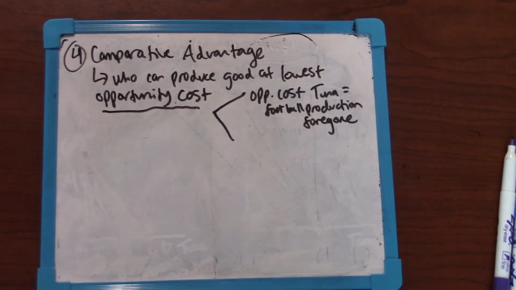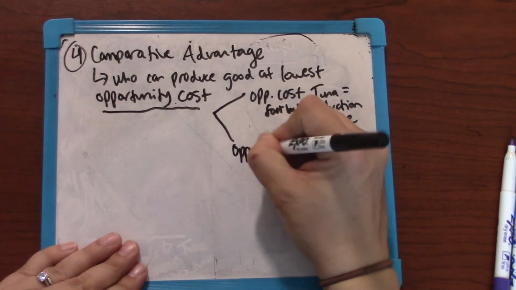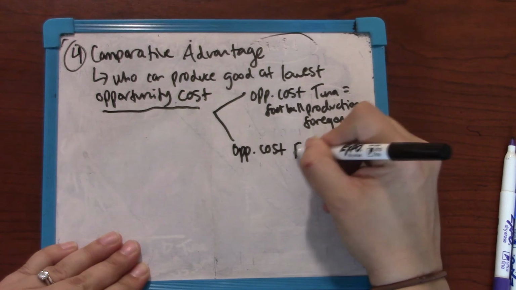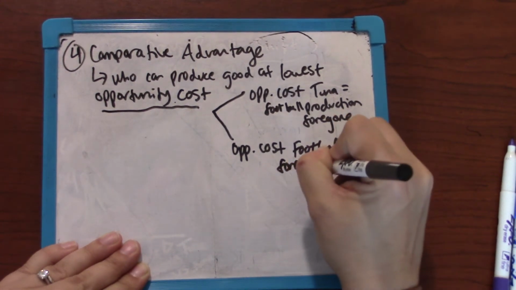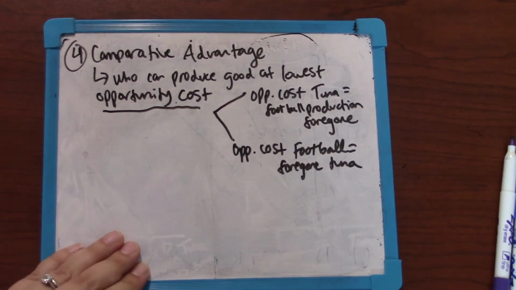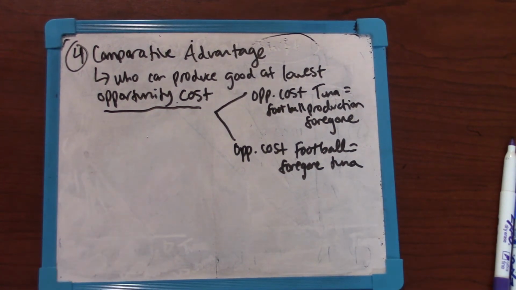Foregone football production is the opportunity cost of tuna. So whenever we express the opportunity cost of tuna, it will always be in terms of football games that we can't put on. Similarly, the opportunity cost of football is foregone tuna production. Tuna that we don't have time to go and catch because we're busy playing football games. I hope that makes sense to you.